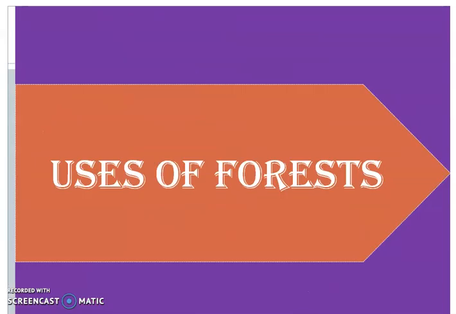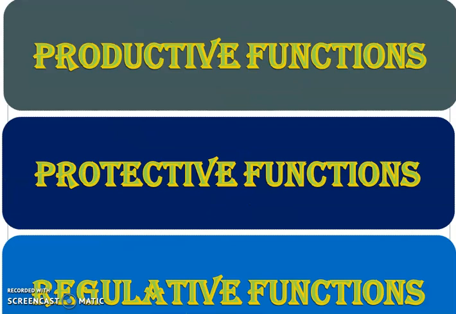Forests are the essential components of an ecosystem. Their usefulness can be kept under three categories. First, productive functions. Second, protective functions. And third, regulatory functions.